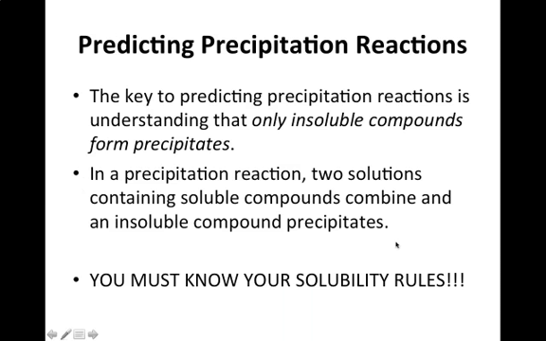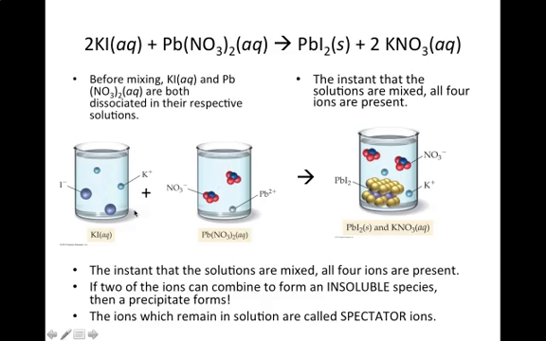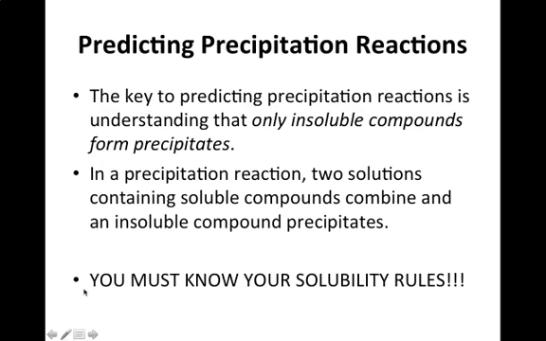Predicting precipitation reactions. The key to predicting precipitation reactions is understanding that only insoluble compounds form precipitates. In a precipitation reaction, two solutions containing soluble compounds are combined and an insoluble compound precipitates. You must know your solubility rules to be able to do these problems.